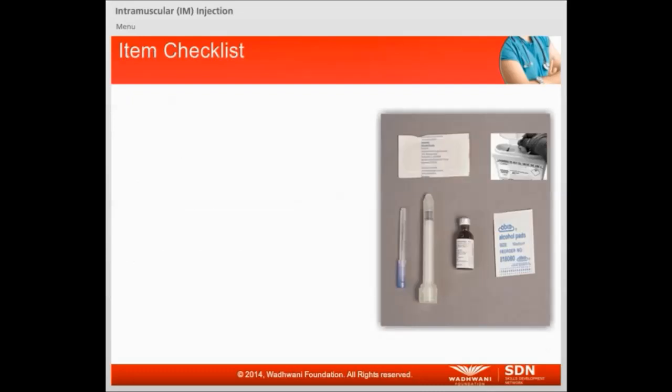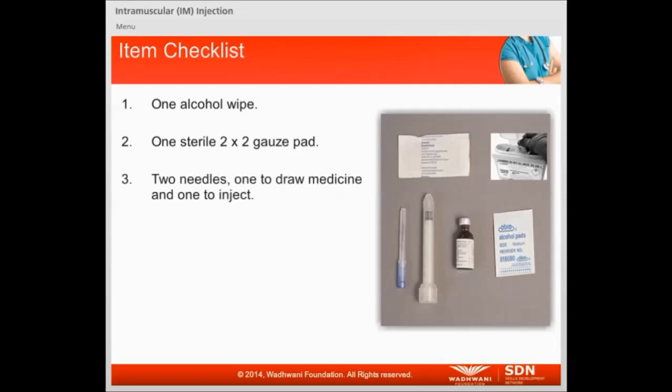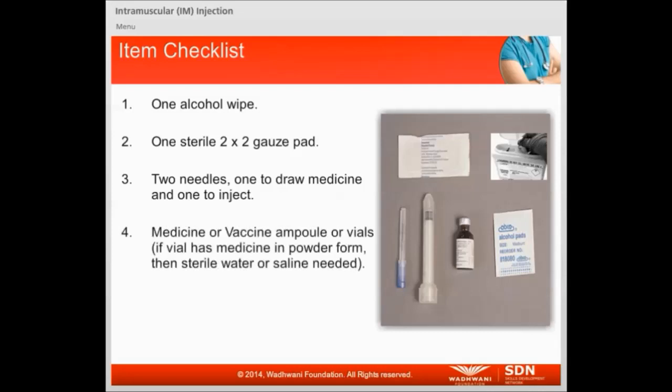Here are the items that we need to administer an IM injection. 1. One alcohol wipe. 2. One sterile 2x2 gauze pad. 3. Two needles, one to draw medicine and another to inject. 4. A vaccine ampoule or vials. If the vial has medicine in powder form, then sterile water or saline is needed for dilution. 5. Disposable gloves. 6. Sharps box.